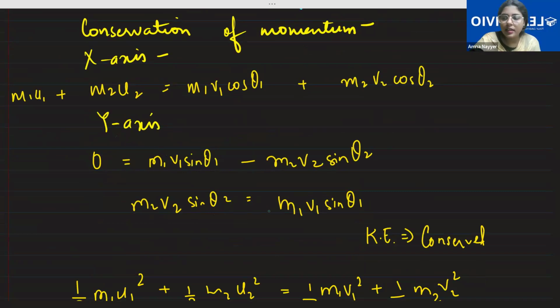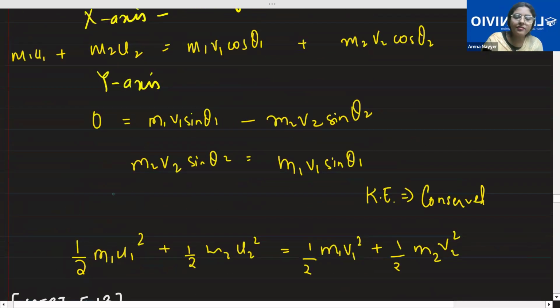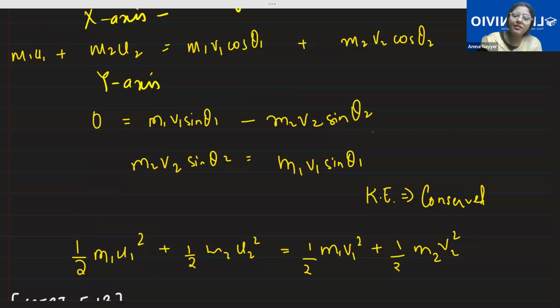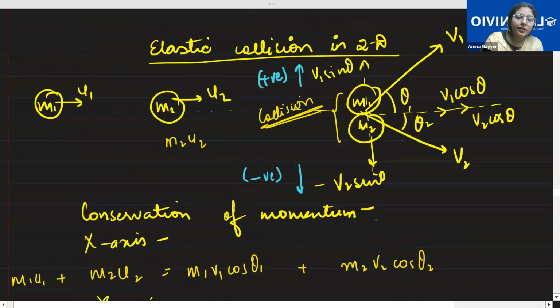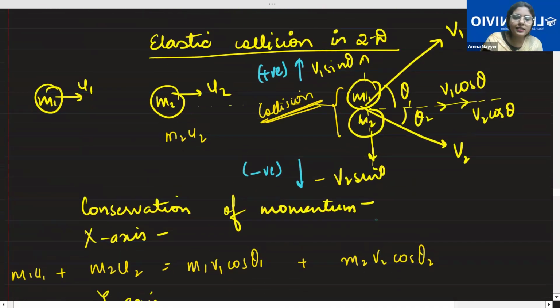Okay, kinetic energy is conserved. So half m1 u1 square plus half m2 u2 square is equal to half m1 v1 square plus half m2 v2 square. This is the kinetic energy because you talk about the speed. In speed, you don't need to resolve it. Okay. Write down this elastic collision in 2D.